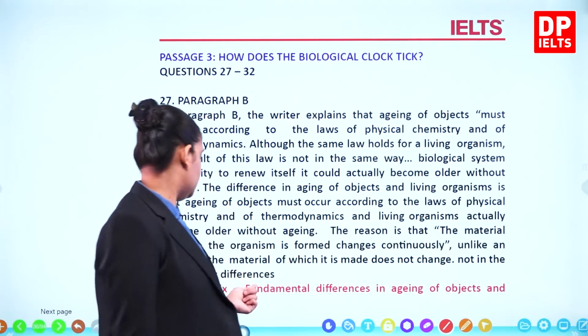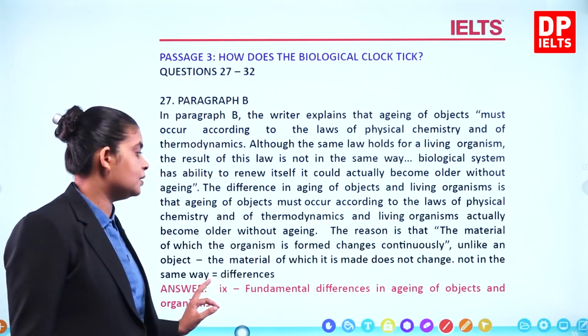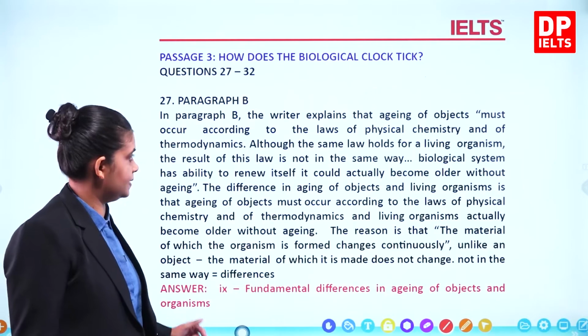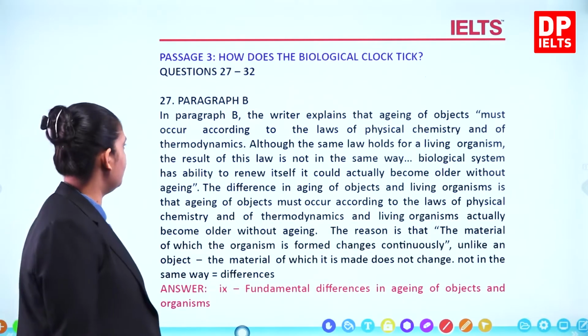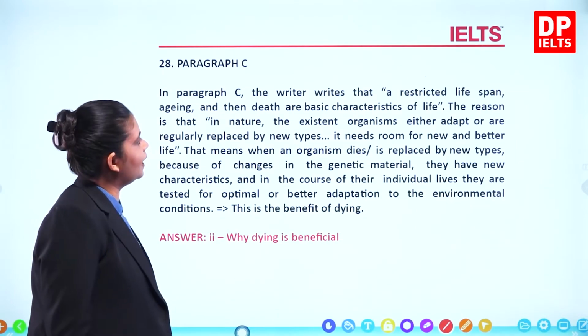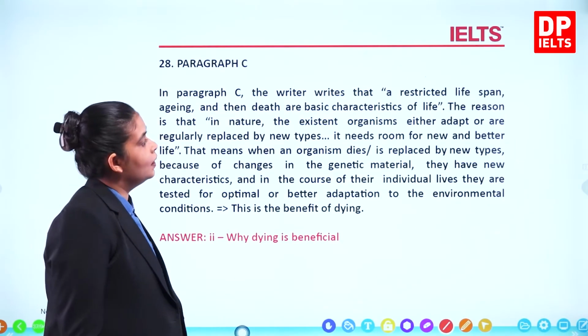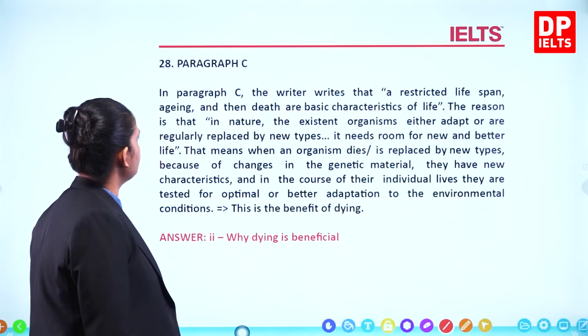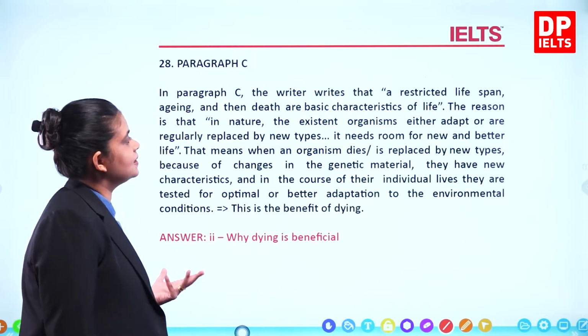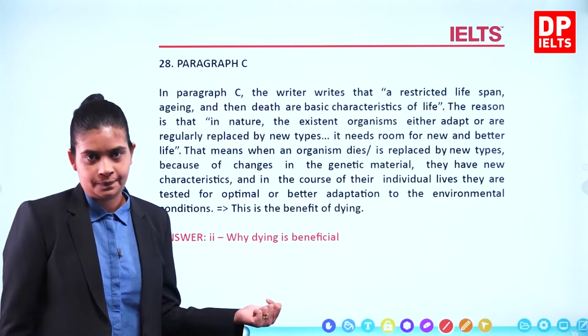So I think it should be number 9, fundamental differences of aging of objects and organisms. That should be the heading for para B. Okay. For para C, the writer states, a restricted lifespan, aging and then death are basic characteristics of life.